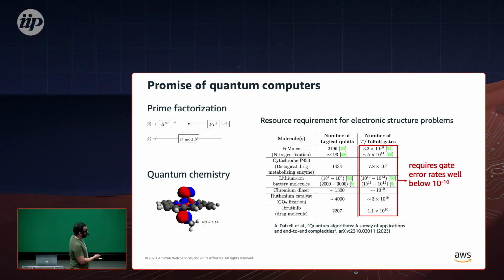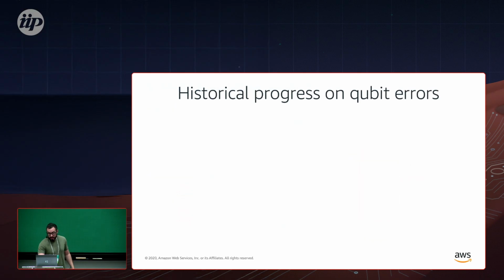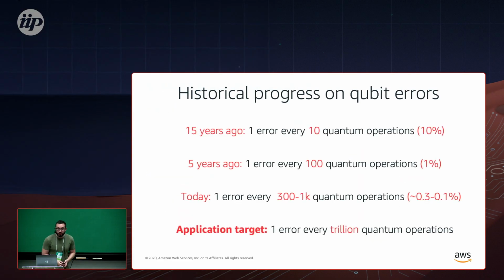But if you want to run these applications, maybe the gates can have a little bit of error, but the errors will have to be at the 10 to the minus 10 level, right? And that's kind of a challenge, because if you look at the error rates in the experiments that we are building today and have built in the past 20 years, there's quite a big gap. It's been improving, so that's a good thing.